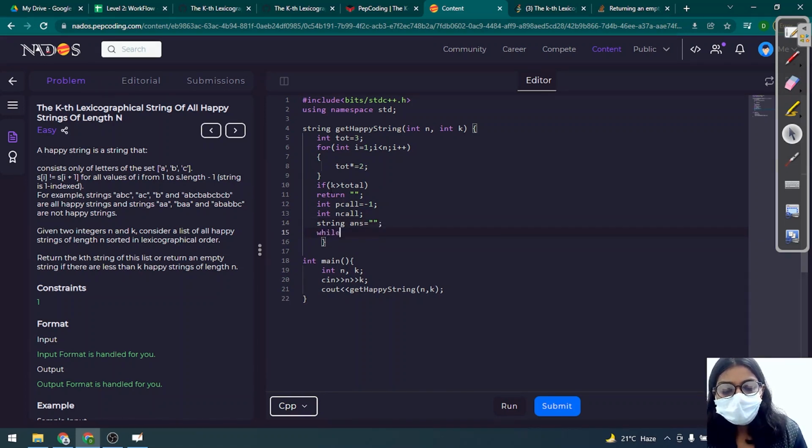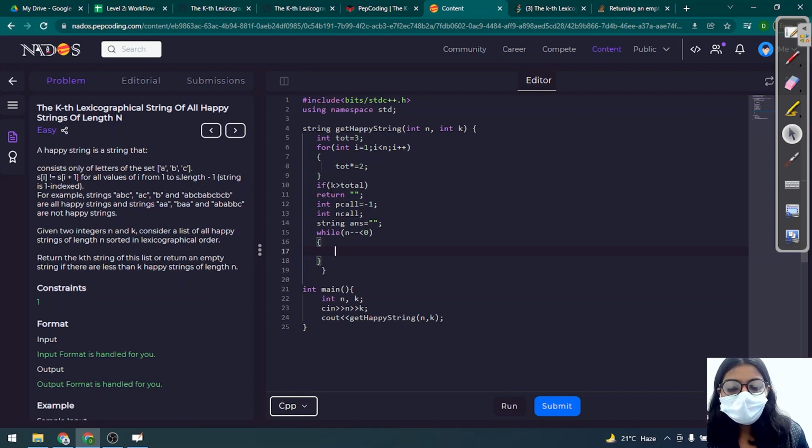Now, let's run the while loop. We'll run the while loop till n is less than 0, right? N minus 1 is less than 0. We're going to calculate the single part first of all, because every time we have to calculate the single part, then we are going to divide the k with that single part, right?